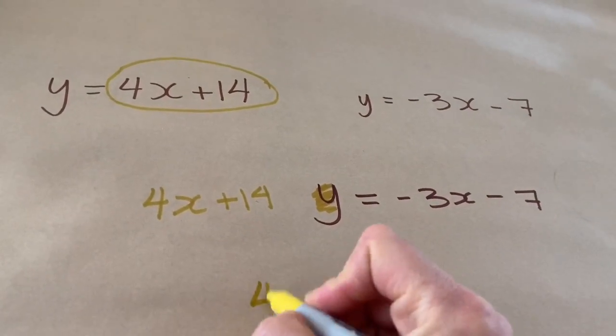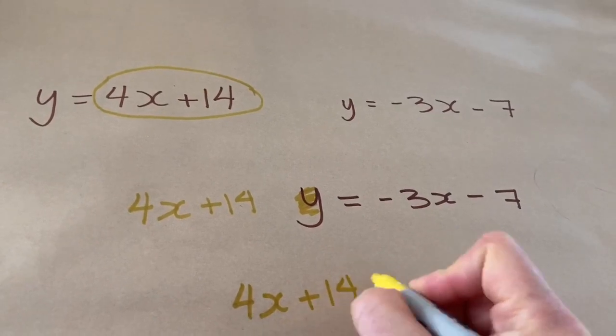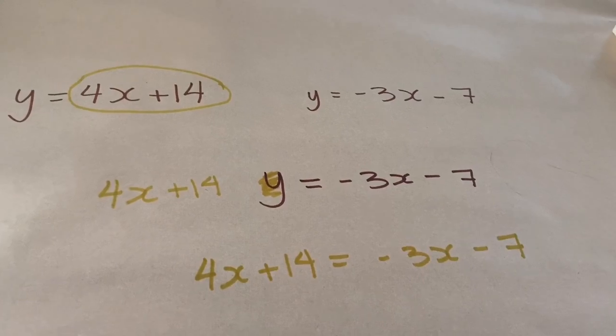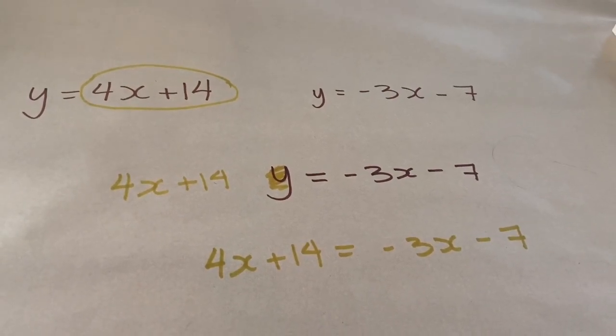So let's write that a little neater. We just put the equations right next to each other. And then we're going to do step 2, where we are going to solve for x.